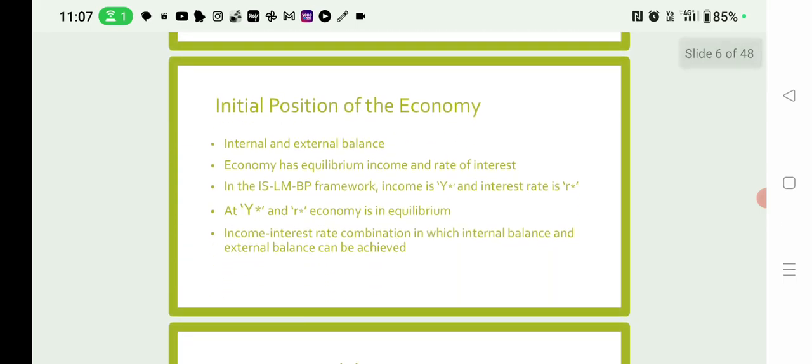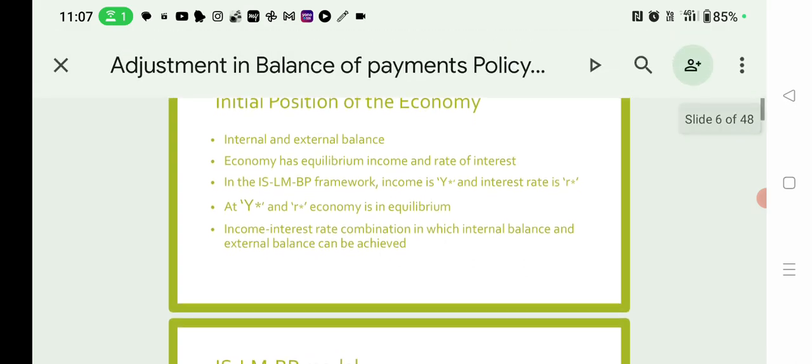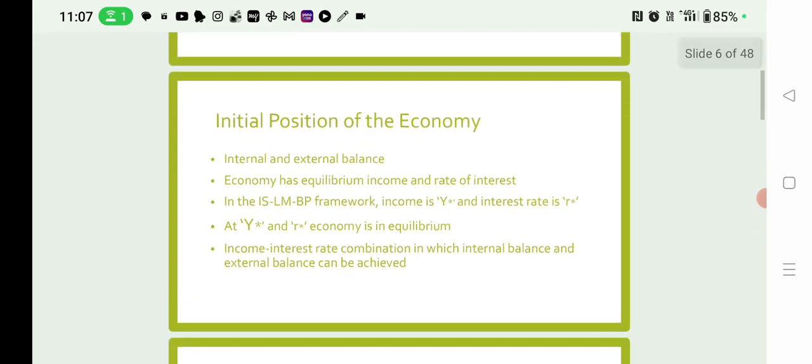So let's assume here that initially the economy is in equilibrium. Economy is having all the equilibrium, especially internal balance as well as external balance are supposed to be possible initially in the economy. So that is a point where goods market, money market, and also balance of payment are in equilibrium. So that means internal economy is in balance and external sector is also in balance.